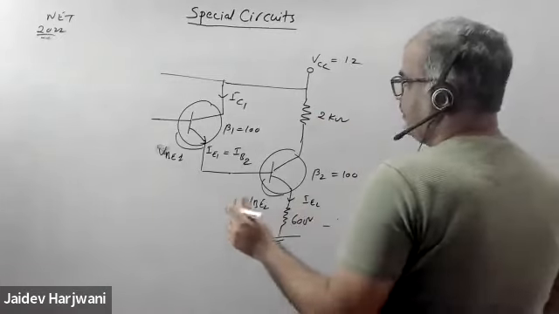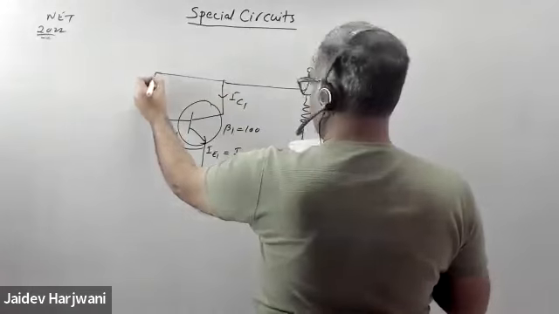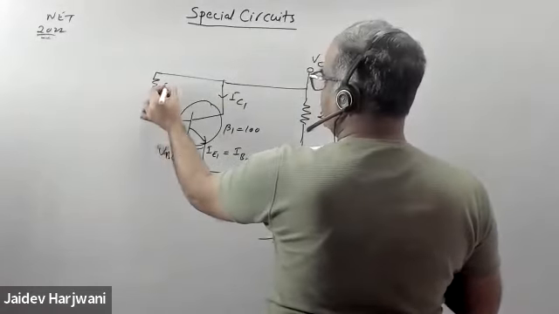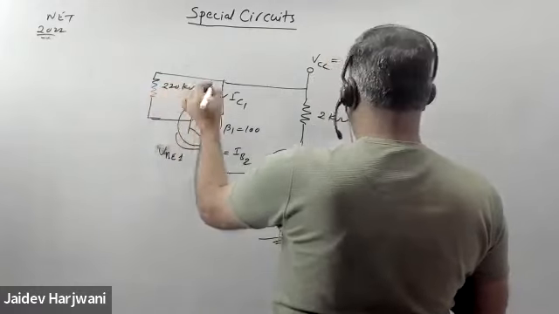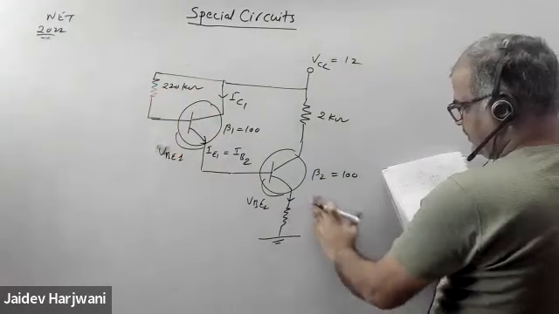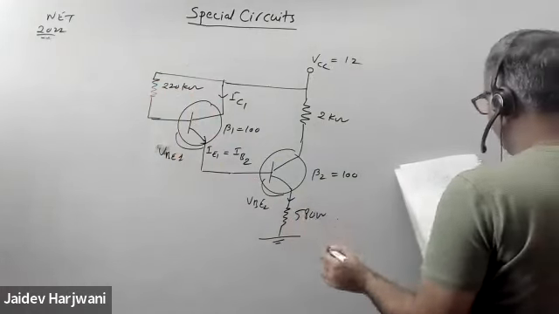One resistor is going here. That value is 220 kilo ohm. And then one resistor here. That value is 580 ohm.